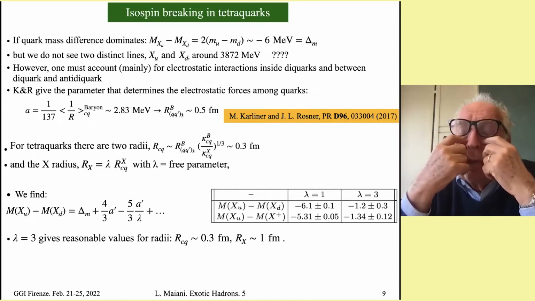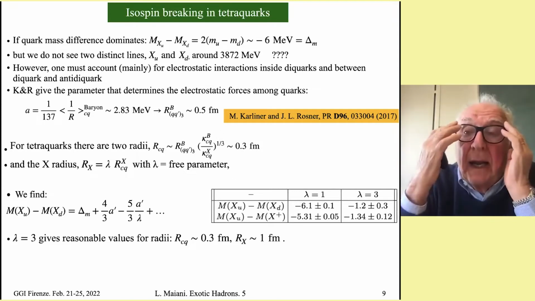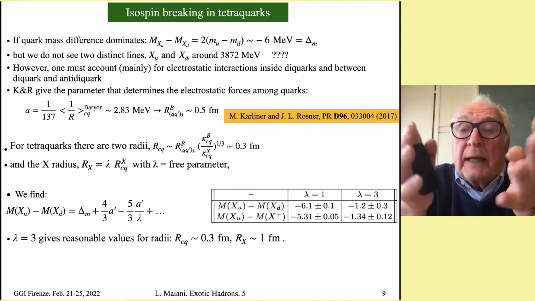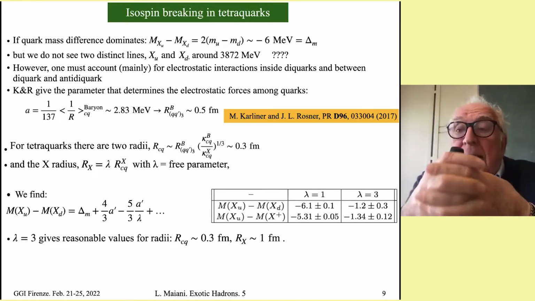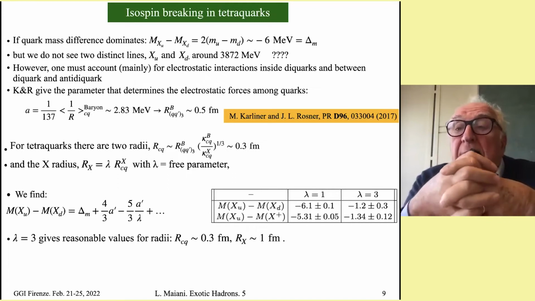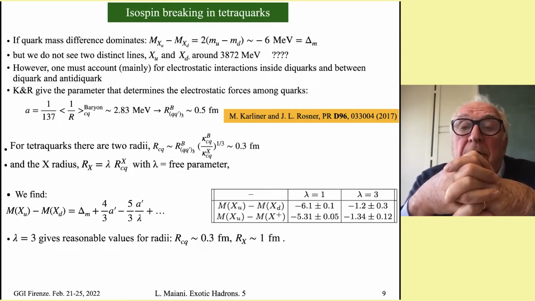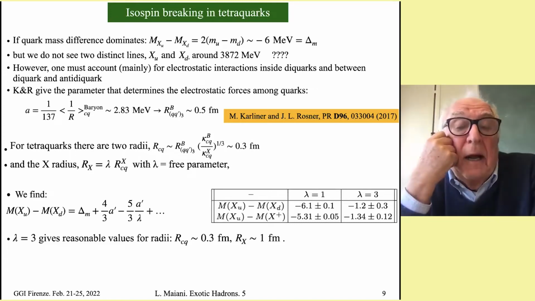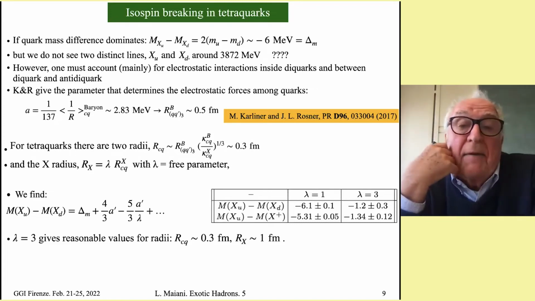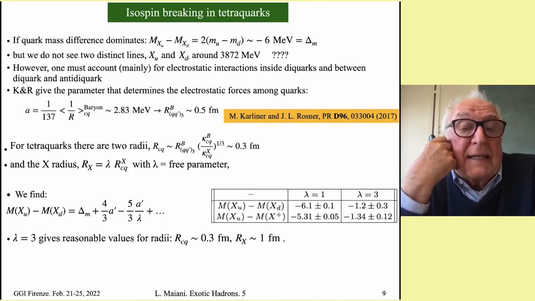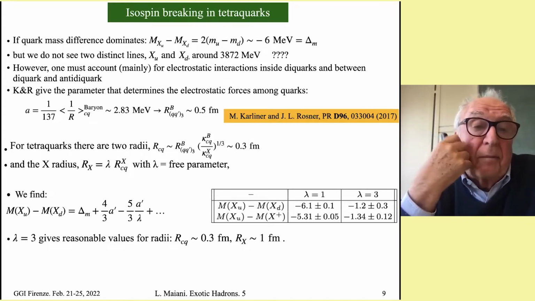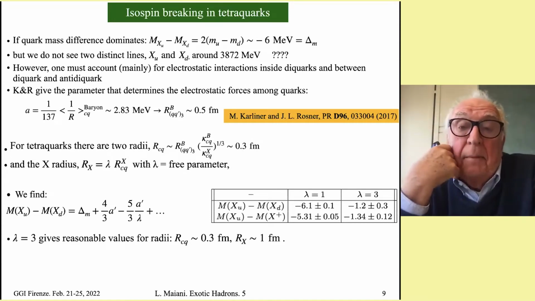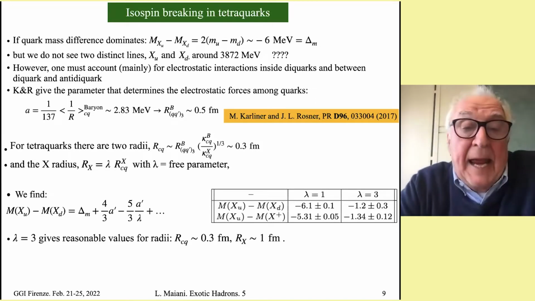So we try to see whether by this picture of the tetraquark, we could understand a closer degeneracy between these two particles than that implied by the quark mass differences. And Carliner and Rosner gave a handle on that. As I said, they quantify the electrostatic energy inside the baryons with this parameter A.